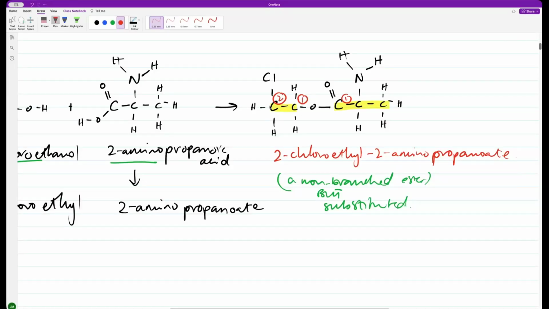This is carbon number 2 of the alcohol side. This is carbon number 2 of the carboxylic acid side. This is carbon number 3 of the carboxylic acid side. So the way we read this ester is 2-chloroethyl.